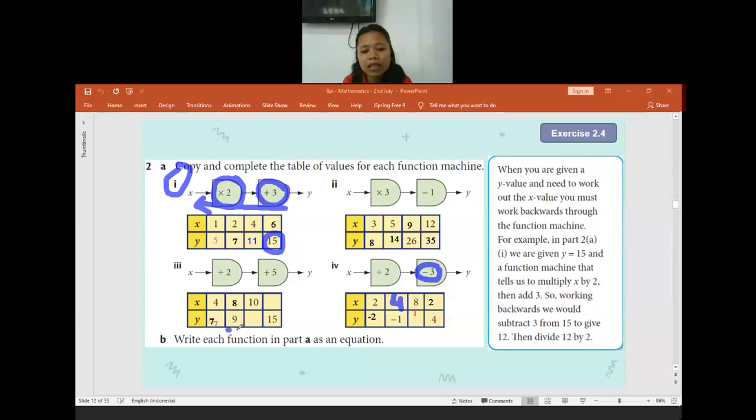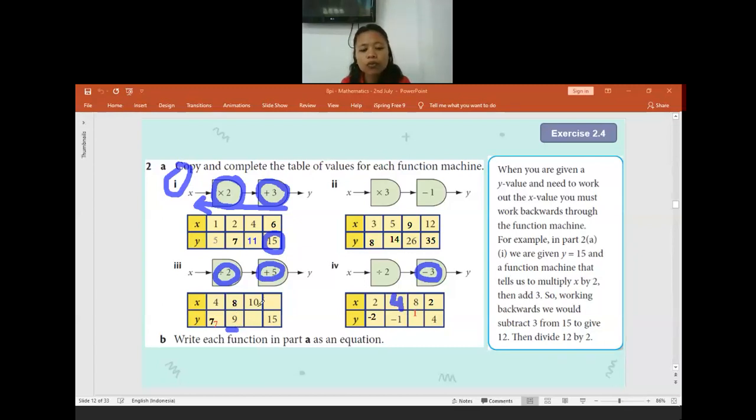Now I already have the output as 9. I want to find the input, so I need to do it from the back in the opposite way. I have number 9. This is plus 5. The opposite of plus 5 is minus 5. 9 minus 5 equals 4. After 4, this is divide by 2. The opposite of divide by 2 is multiply by 2. I have number 4 multiplied by 2. I get 8. That's why this will be 8 for the output of 9.